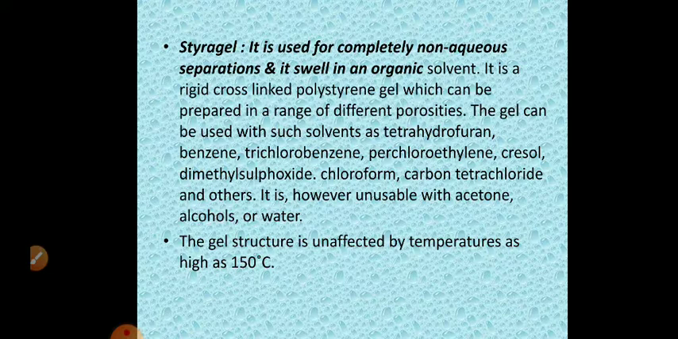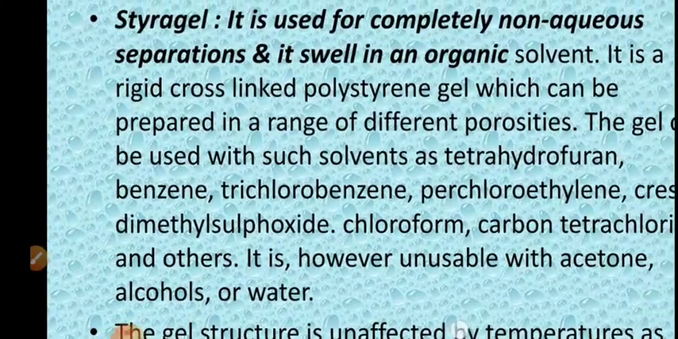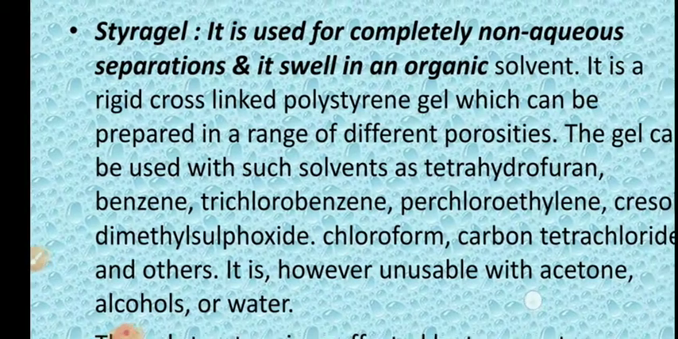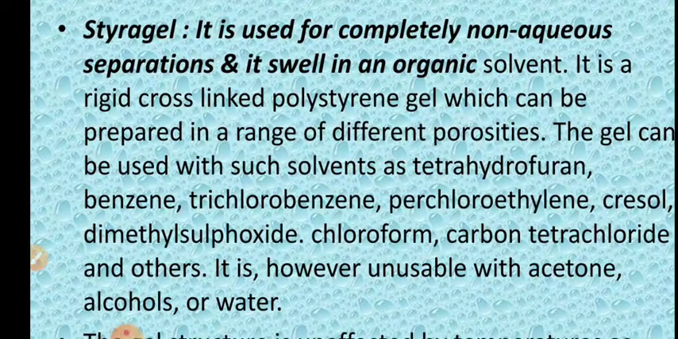The fourth type is Styragel. Styragel is a rigid cross-linked polystyrene gel. What is Styragel? It is a rigid cross-linked polystyrene gel which can be prepared having different porosities. Styragel is used when non-aqueous separations are desired. When separations are carried out in organic solvents which are non-aqueous, we prefer using Styragel.